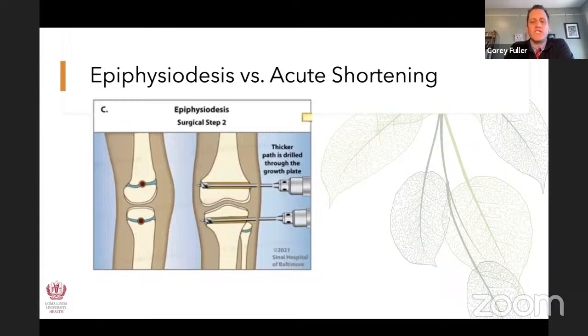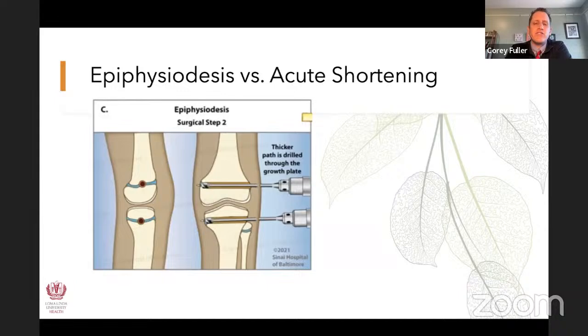Epiphysiodesis is one of those that is very common. That is actually where we shut down a growth plate on the long leg by removing it. You can see a picture of it there. We essentially remove the growth plate. It is a timed procedure. You have to do it at the correct time. You can't just do it anytime you want, and it can't be done after you're done growing. It has to be done during the period of growth.